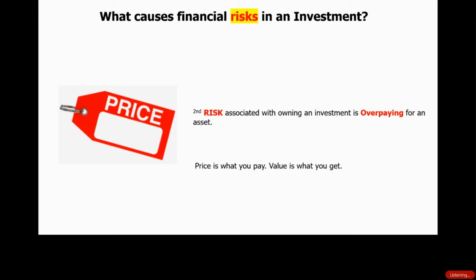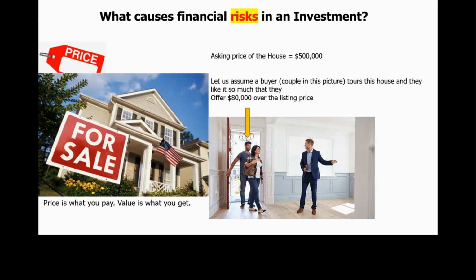Let's assume that this man on the screen here goes and sees this beautiful home. It's very beautiful, and he sees that the house is on the market for $500,000. But he likes this house so much, it's just absolutely gorgeous. It's his dream home that he is willing to pay $80,000 over the listing price for the house.